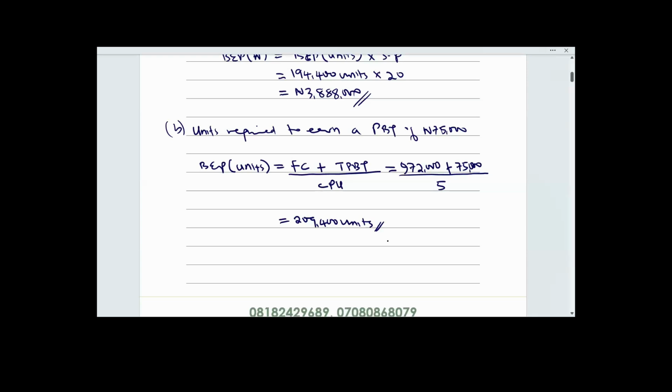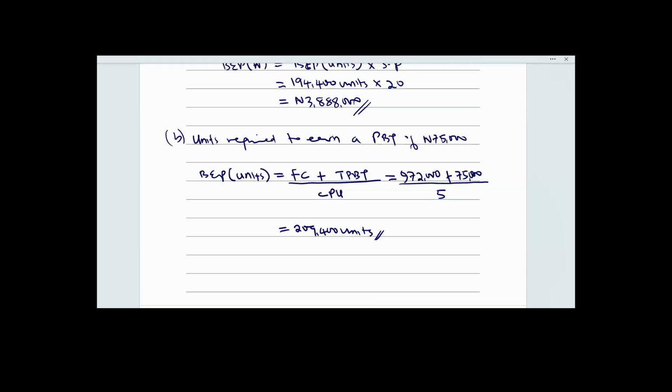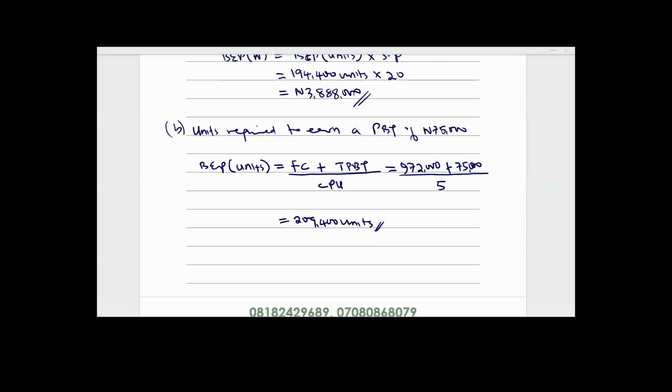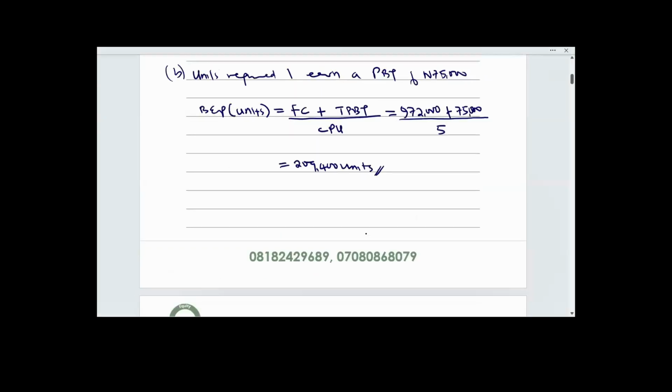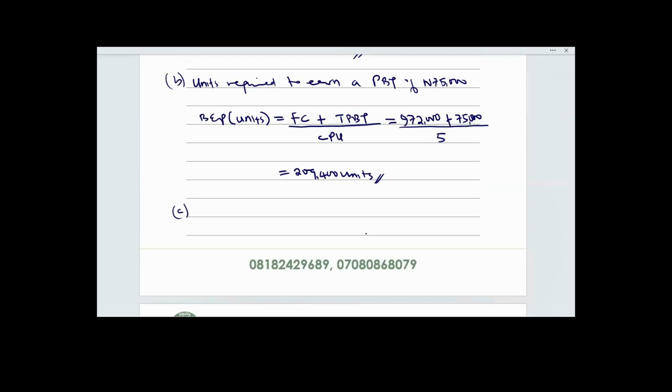Next one, number C, the number of units that must be sold to earn an after-tax profit of 100,000 naira if the income tax rate is 40%. So you want to earn an after-tax profit of 100,000. So number C, units required to achieve or to earn a profit after tax of 100,000 naira.